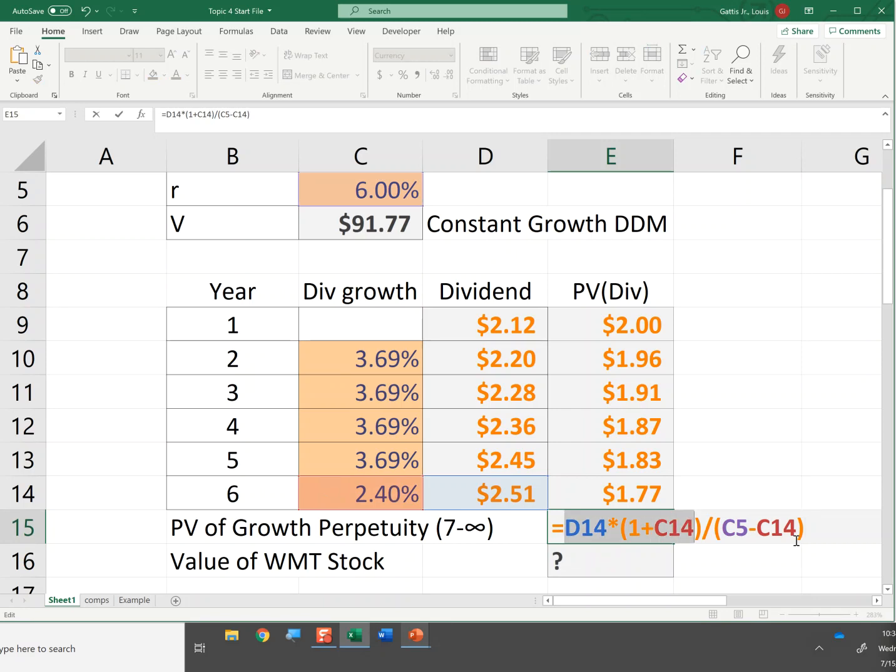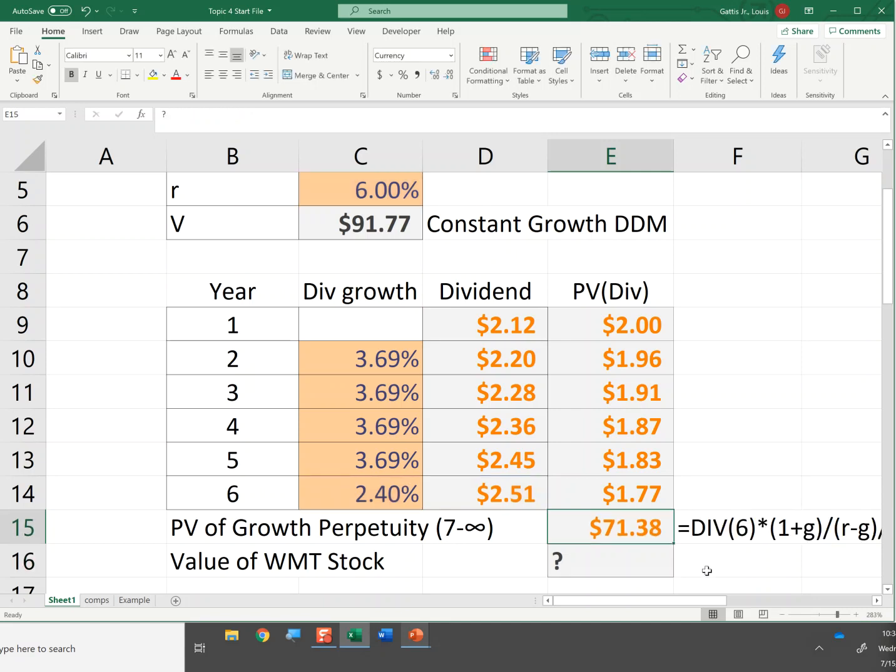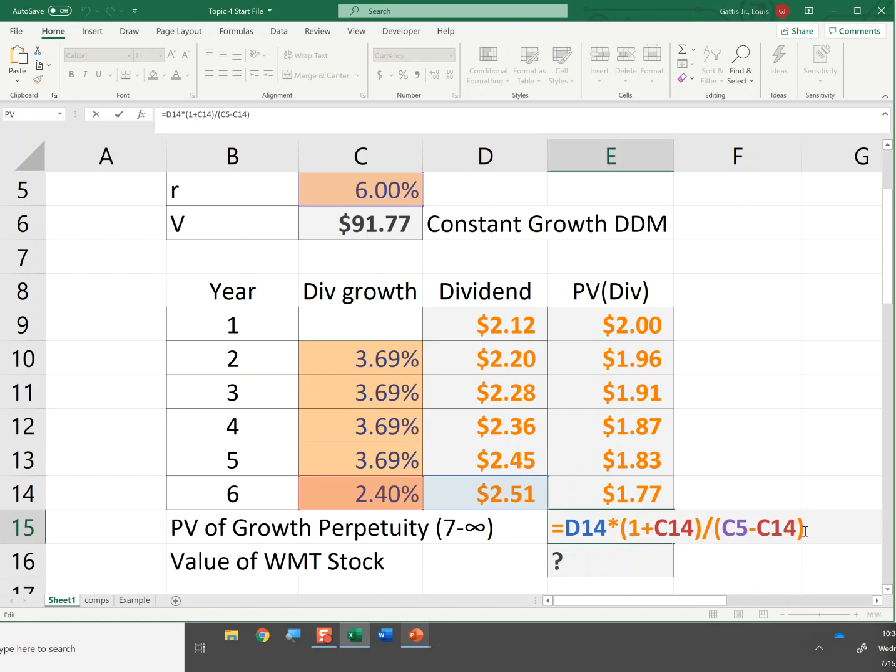Whenever you divide something by R minus G, it gives you the value in the year before the cash flow. So this is the value of the dividends from year 7 to infinity, but it's giving me the value in year 6. So I'll then discount that back at 1 plus my discount rate raised to the 6th power, not the 7th. Because the year 7 dividend divided by R minus G is the value of the perpetuity from year 7 to infinity, discounted back to the year before the dividend, which is year 6. So to bring that back to the present, I'll discount that back 6 years.